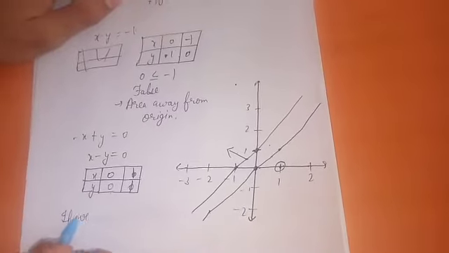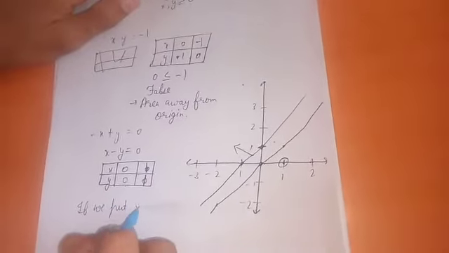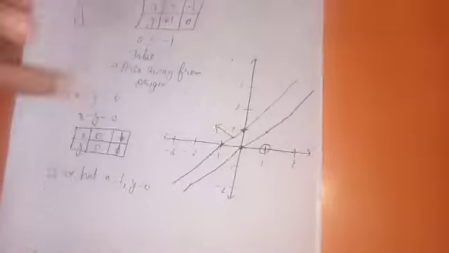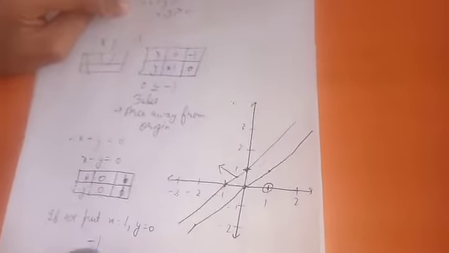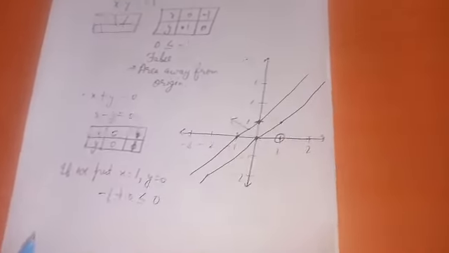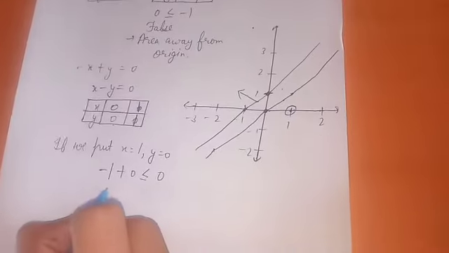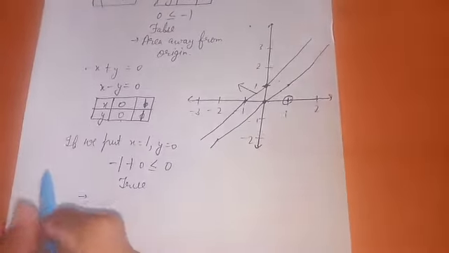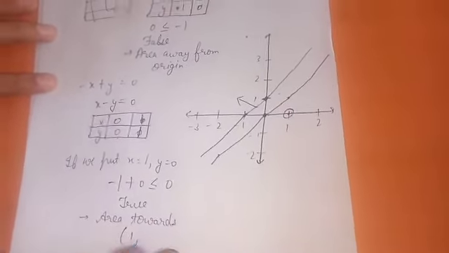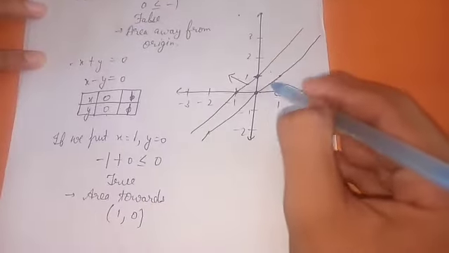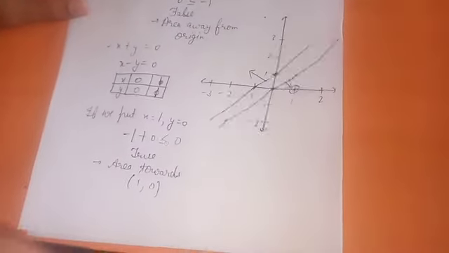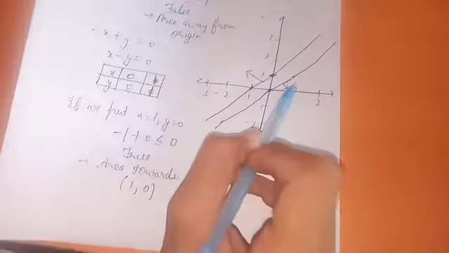If we put x equal to 1 and y equal to 0 in my second equation, then it will be minus 1 plus 0 is less than or equal to 0. Is it true or not? Yes, it is true. It is true, means the area towards 1, 0, means the values that are on this side of this line, satisfy this equation. So now you can check, there is no feasible region here.